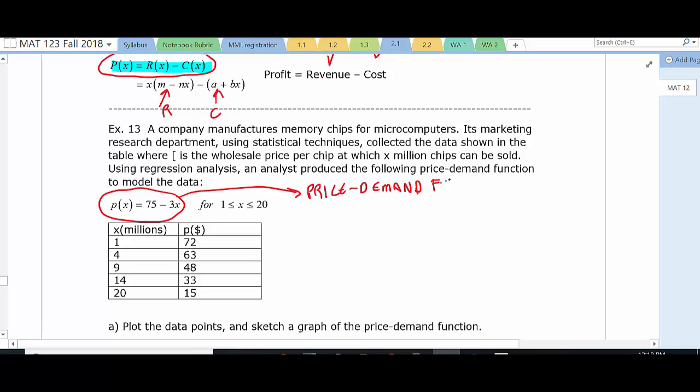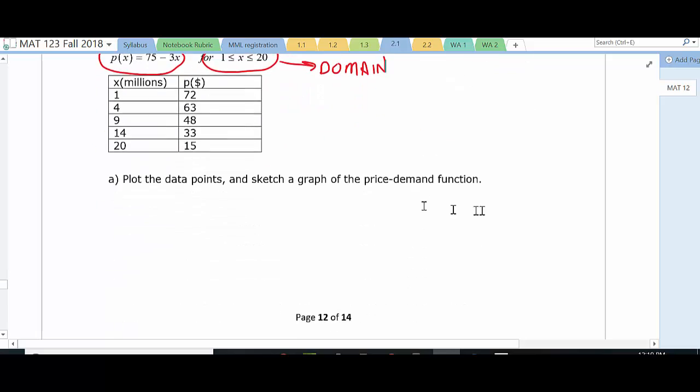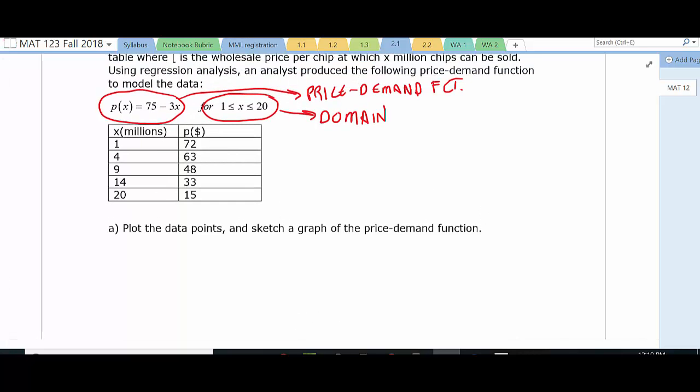All right, so we got that. Like I said, that's usually going to be given to you. Okay, this right here is a domain. So this price demand function only works for items, x being between 1 and 20. That's what that is. Okay, so we're going to do two things. The first thing we're going to do is a scatter plot. We're not going to do that on the calculator yet. We are in a minute.